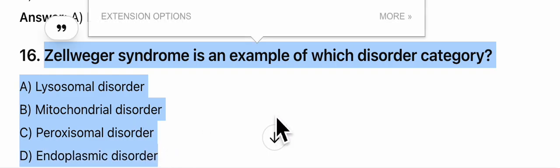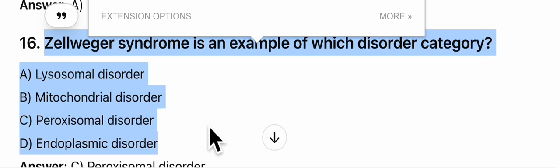Zellweger syndrome is an example of which disorder category? A. Lysosomal disorder. B. Mitochondrial disorder. C. Peroxisomal disorder. D. Endoplasmic disorder.